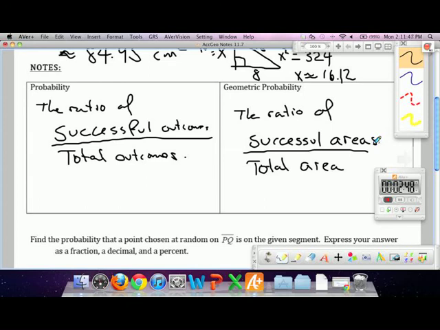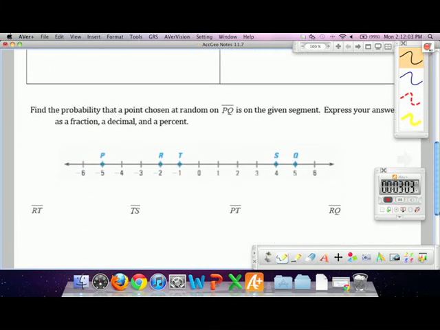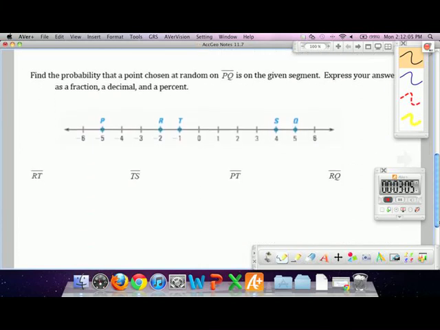The same applies in what's called the one-dimensional case, which is below. We just look at a number line and compare lengths, as a continuous or geometric case. For example, we're going to find the probability that if I choose a point at random on segment PQ, it lands in one of these given segments. It's the idea of comparing a successful outcome, something I want to happen, versus all the total possibilities.